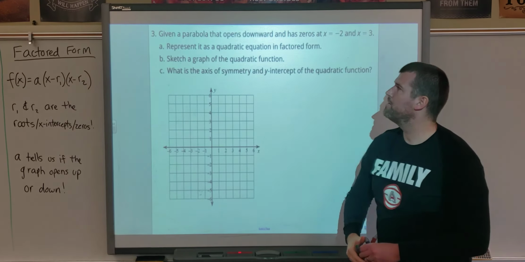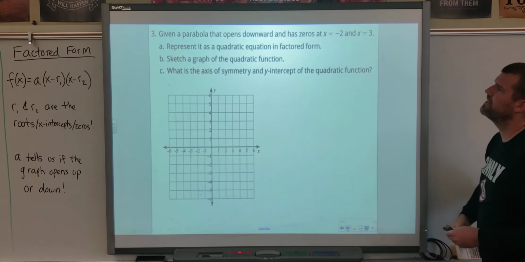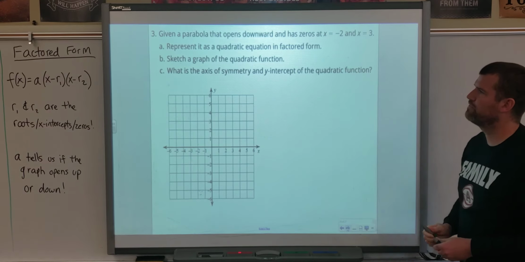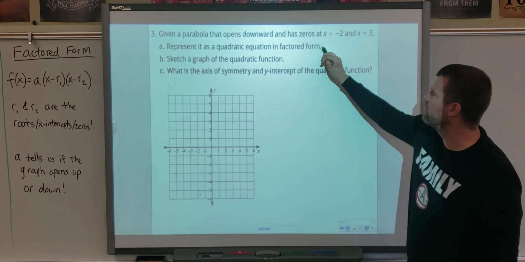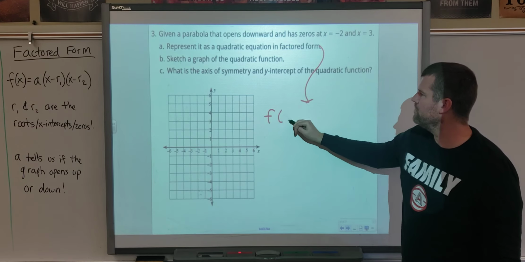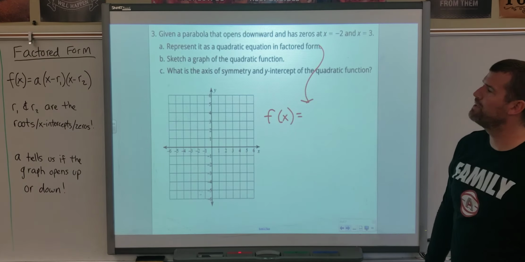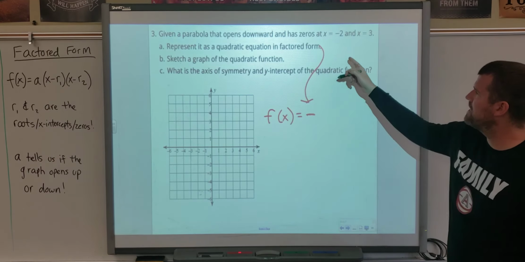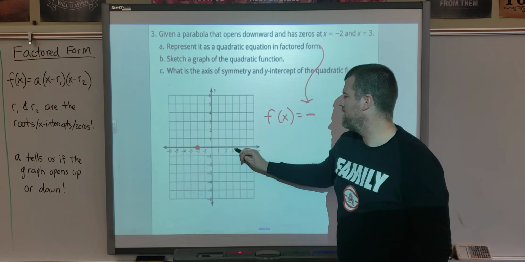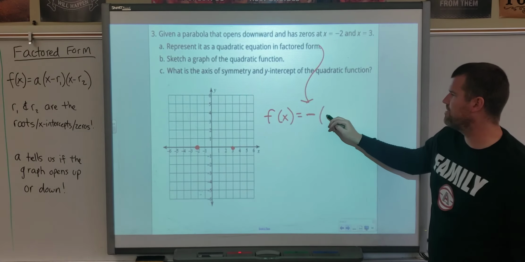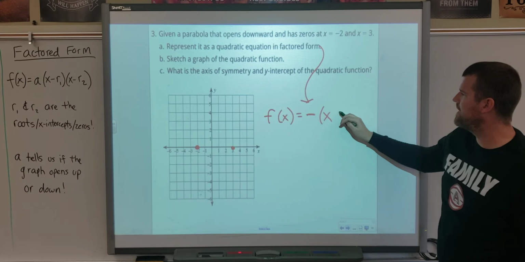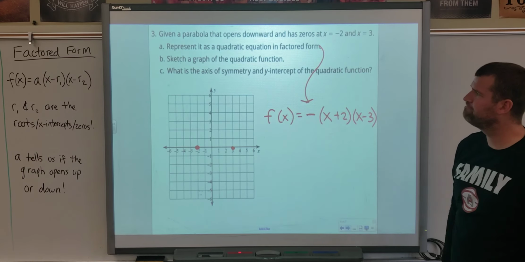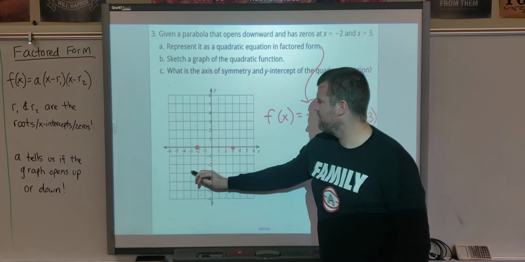All right. Given a parabola that opens downward and has zeros at negative 2 and 3, represent it as a quadratic equation in factored form. Okay, well, if I want it in factored form, I'm going to go right here. If I want it to open downward, I need a negative. And then if I want my zeros to be at negative 2 and positive 3, I need to make sure that my factors are the opposite. So for negative 2, I need x plus 2. And for positive 3, I need x minus 3. The graph would look something like this.